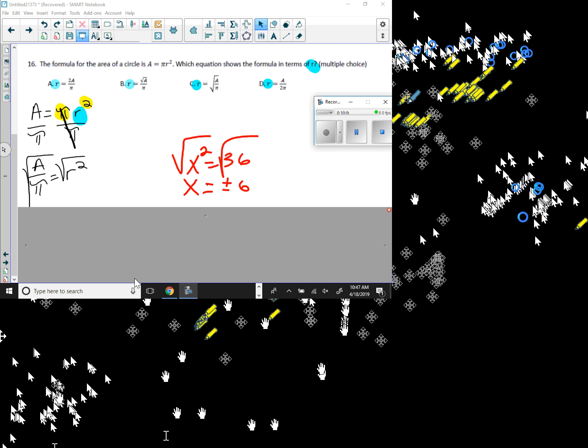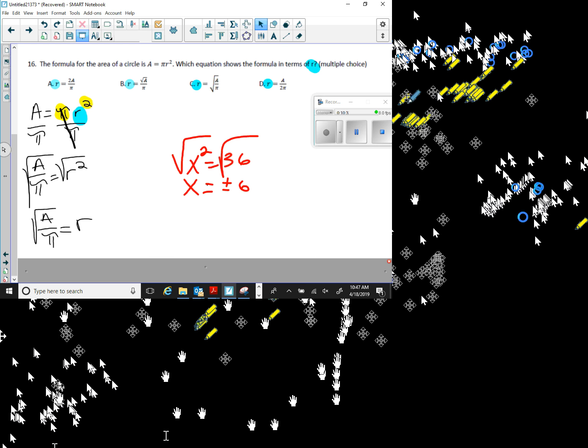Okay, so 16, where were we? Yes, the reason I'm taking the square root here is that it gets rid of the squared sign. If you recall, if you had something like x squared equals 36, you take the square root of both sides, you get x equals plus or minus 6. To get rid of that squared, that little 2, you have to take the square root. So we take the square root of both sides here, and we get the square root of A over pi, all of it, underneath the radical equals r. So the correct answer would be C.